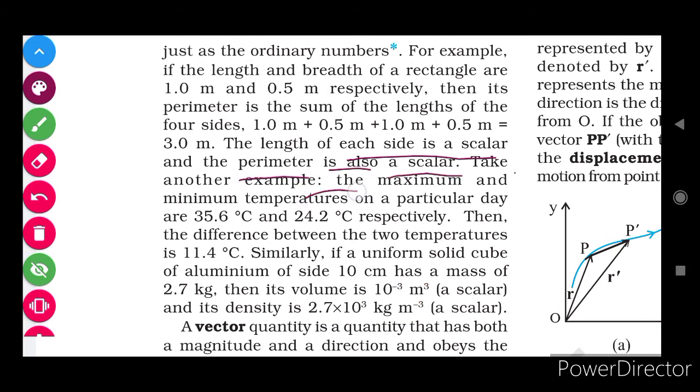Take another example. The maximum and minimum temperatures on a particular day are 35.6 degrees Celsius and 24.2 degrees Celsius respectively.